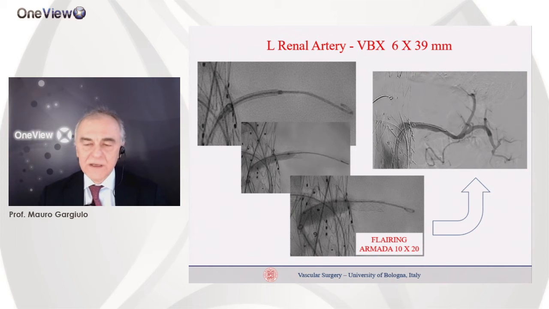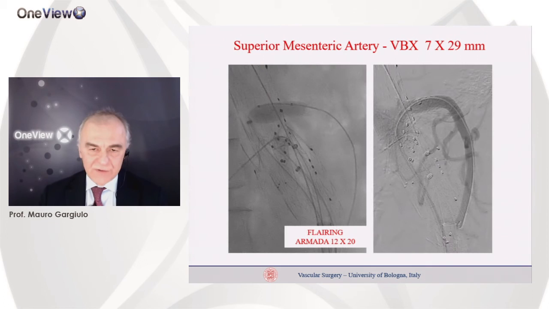We used the VBX 6 to 39, and again on the right side you can see the final angio with the distal landing zone without any dissection, any problem in the distal landing zone, and no problem regarding the proximal landing zone, without any endoleak at the level of the fenestration.